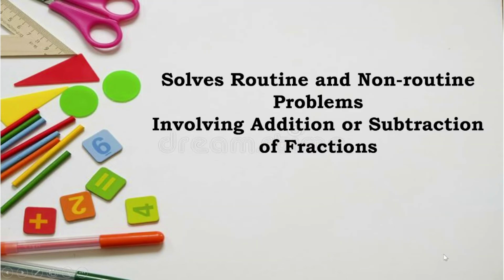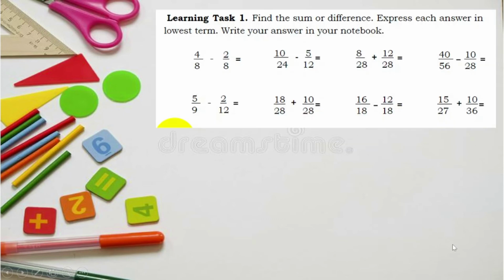Okay, so solve routine and non-routine problems involving addition or subtraction. So, kadugtong pa ito nung nasa taas or sa week 5. So, learning task 1, find the sum or difference. Express each answer in lowest term. So, ito napakadali lang. Okay, so 4 over 8 minus 2 over 8. Subtract lang kayo dito. Copy lang yung denominator kasi they have the same denominator. Then, kung kayang i-lowest term, i-lowest term.